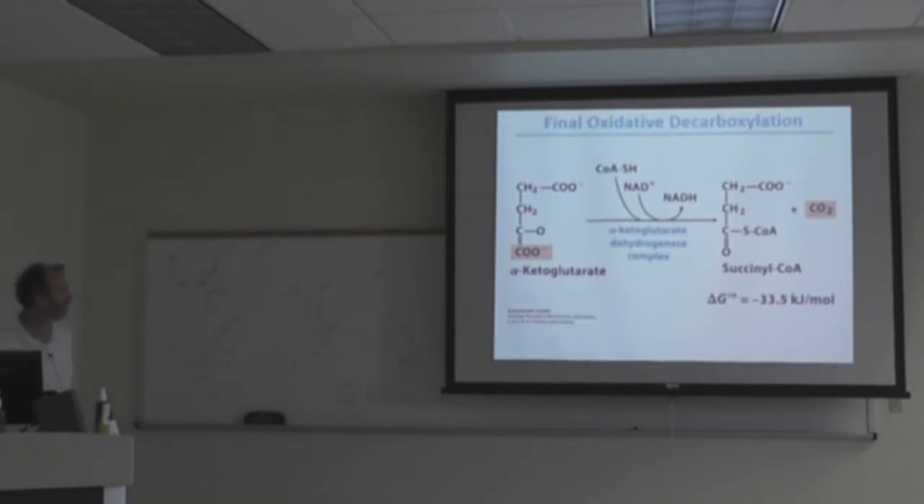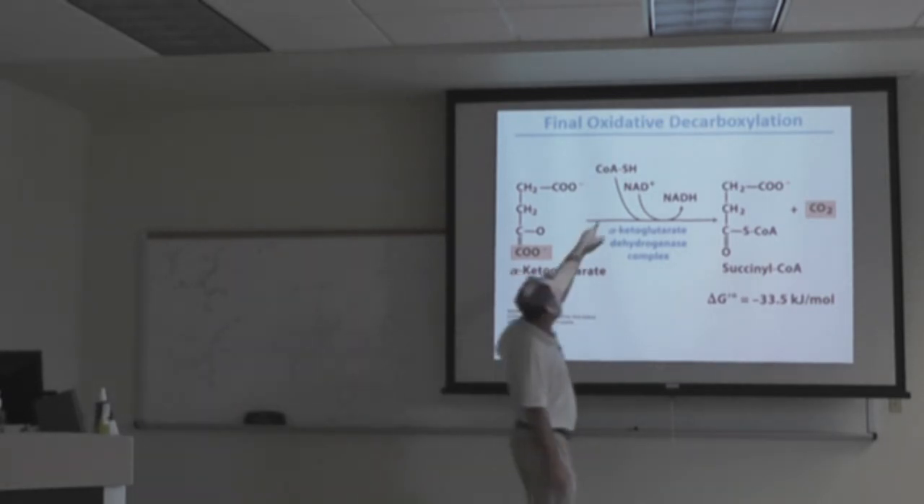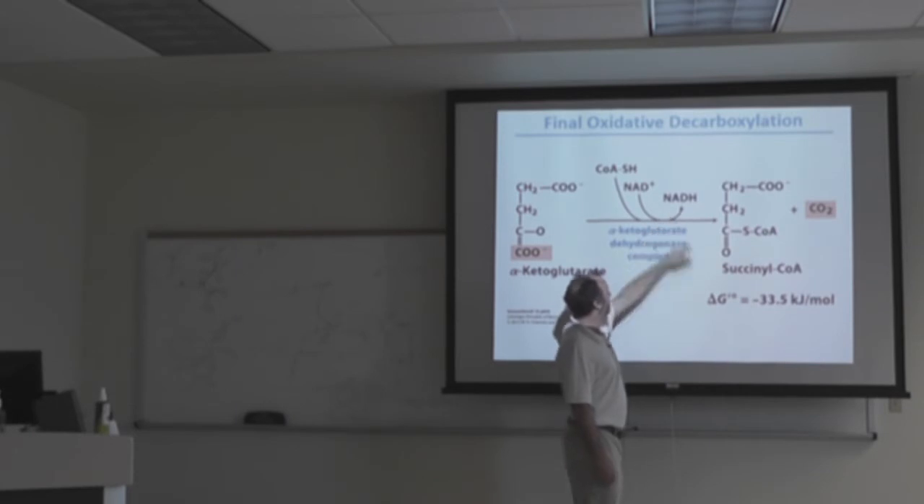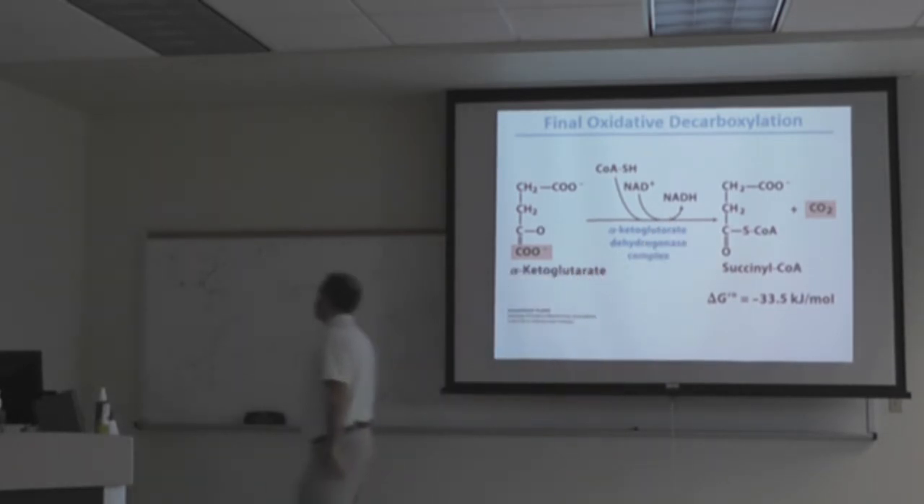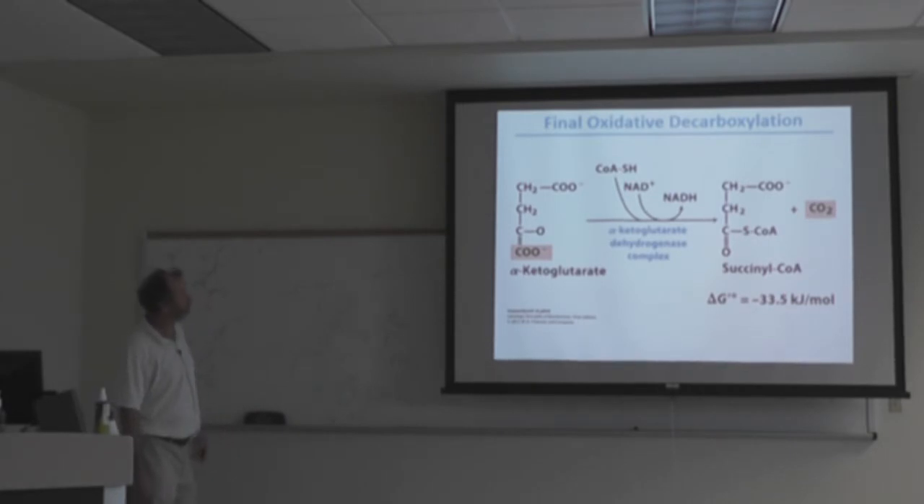So the final oxidative decarboxylation is the alpha ketoglutarate dehydrogenase complex, which is basically the same mechanism as the pyruvate dehydrogenase complex. So you have alpha ketoglutarate, coenzyme A and NAD come in. Cofactors include thiamine pyrophosphate, and it's basically the same mechanism.